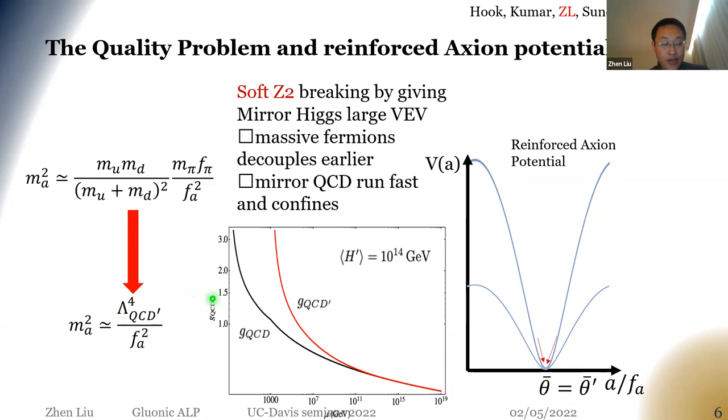So basically, we reinforce the potential via a Z2 symmetric sector that has a larger QCD as well, and that simultaneously generates a heavier axion mass, which will eventually motivate our consideration of hunting for the gluonic ALP. Okay.